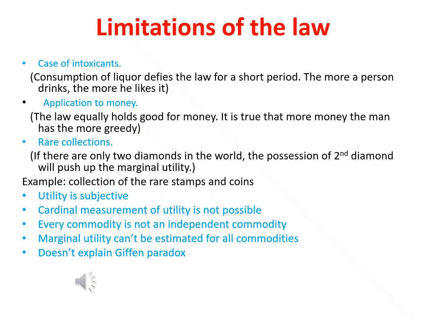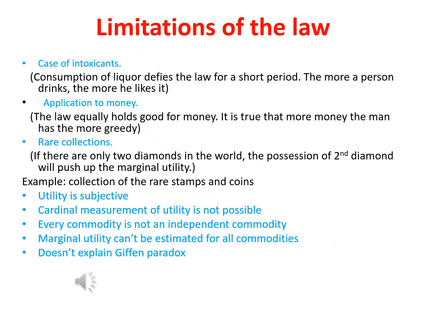Similarly, if there are only 2 rare diamonds in the world, possessing the second diamond may provide greater satisfaction than possessing the first. Such situations appear to violate the law of diminishing marginal utility because the additional unit provides greater rather than smaller satisfaction. However, these are highly exceptional cases involving scarce collectibles rather than ordinary consumer goods.